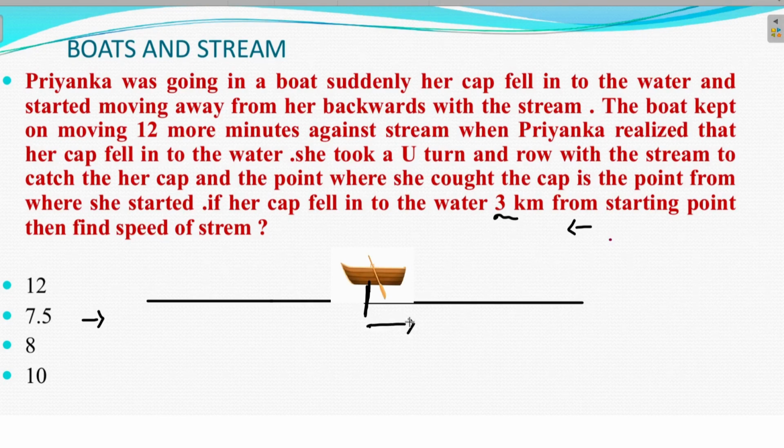The cap's speed is the same as the water's speed. Now, a very important point: the cap is traveling with which speed? W speed. The boat is traveling with which speed? Upstream speed. Upstream speed means the boat's speed is now the boat speed minus the water speed in this case.